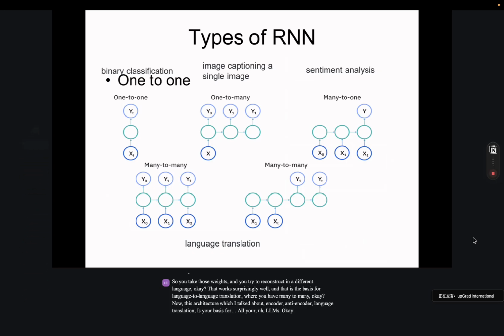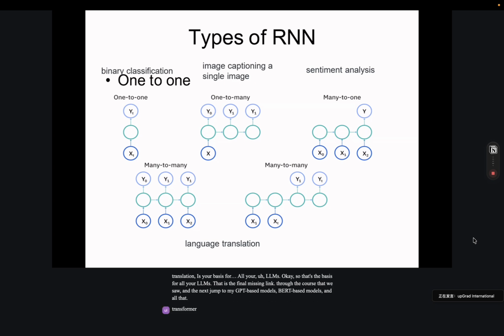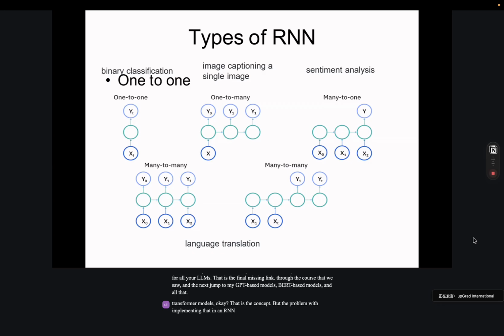Okay, so that's the basis for all your LLMs. That is the final missing link through the course that we saw, and the next jump to GPT-based models, BERT-based models, and all that, transformer models. Okay, that is the concept. But the problem with implementing that in an RNN effectively is the size of the sentence.